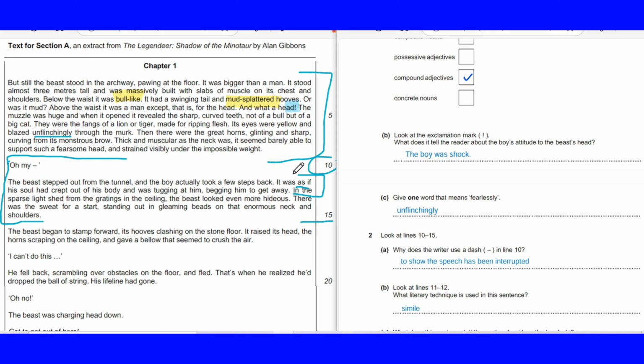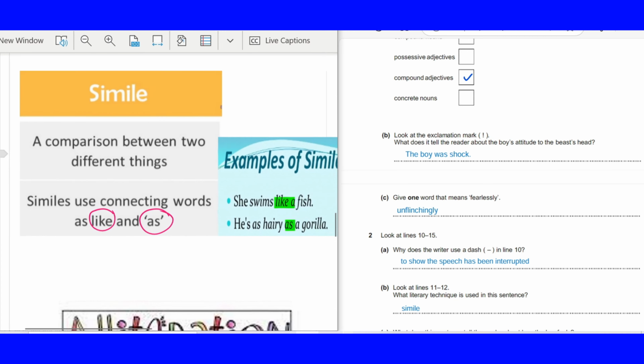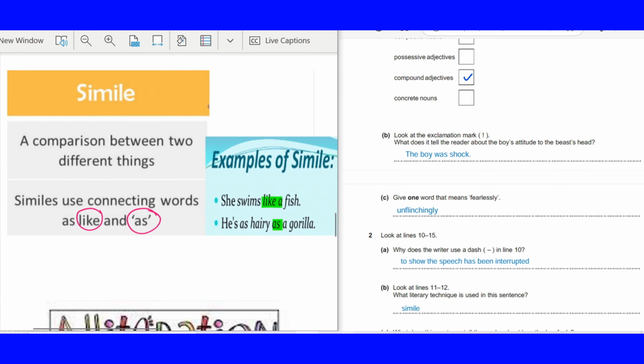It was as if his soul had crept out of his body and was tugging at him. The word "as" here shows simile. Let's take a look at what a simile is. A simile is a comparison between two different things. Similes use the connecting words "as" and "like". Other examples are: she swims like a fish, and he's as hairy as a gorilla.